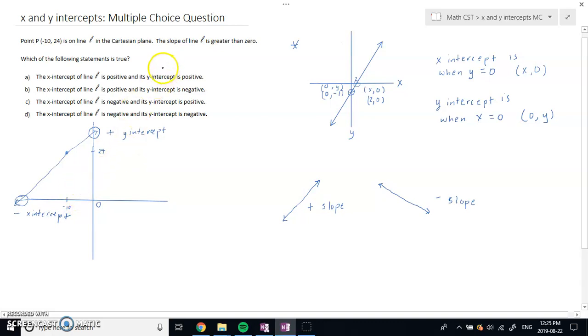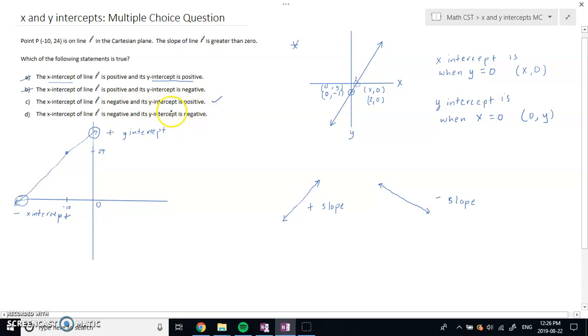If we go back to our multiple choice, we can see that we have several options. The x-intercept of line L is positive and its y-intercept is positive. Well, the y is, yeah, but the x-intercept isn't. That's gone. And since the x-intercept is not positive, so is option B gone. We want to look at our last two options. The x-intercept of line L is negative, and the y-intercept is positive, and I find that to be true.